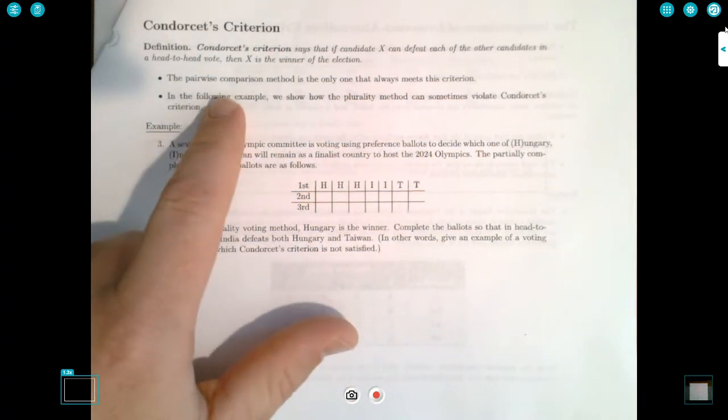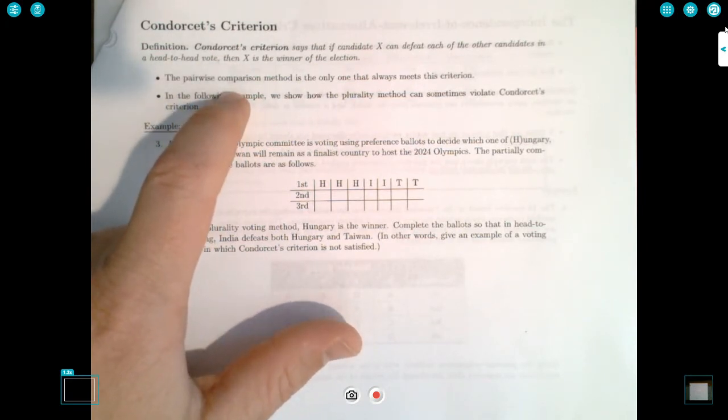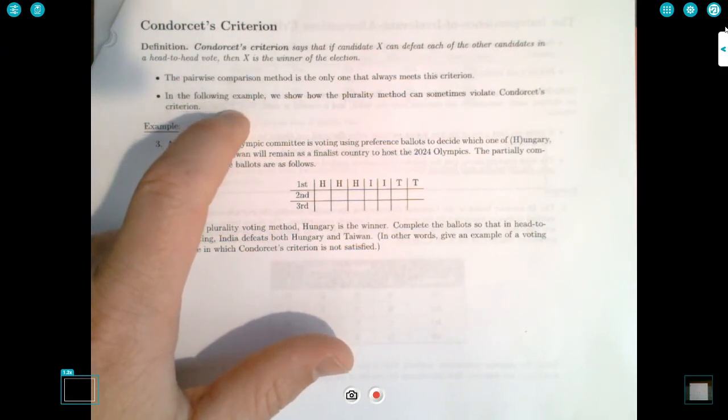Now, the pairwise comparison method of voting was devised explicitly to meet Condorcet's criterion. So the pairwise comparison method definitely meets this criterion. However, none of the other 3 voting methods meet Condorcet's criterion. In the following example, we'll show how the plurality method can sometimes violate Condorcet's criterion. The fact of the matter is that it's not just the plurality method that fails to meet this criterion.